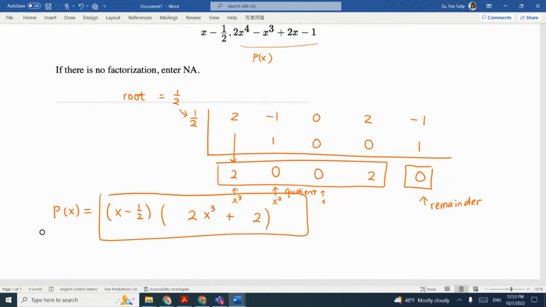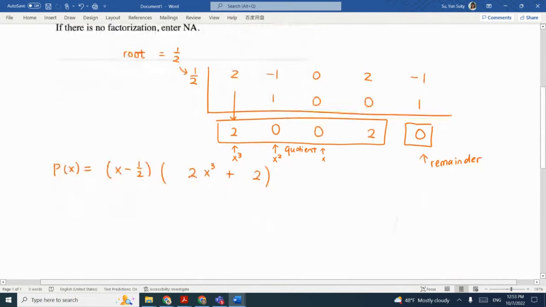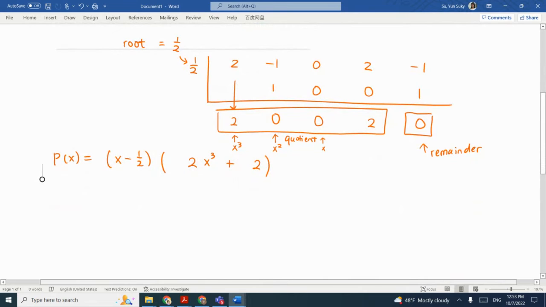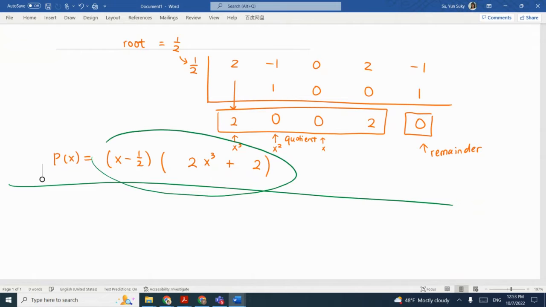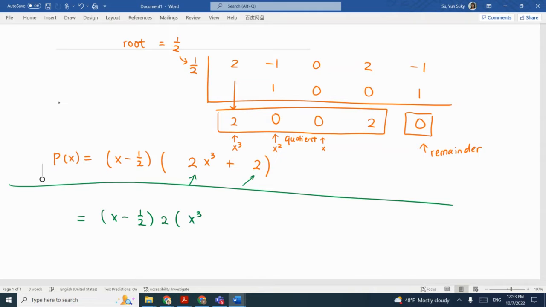Okay? And if the problem asks you to factor further, how can you factor further? Well, this is beyond this problem. For this problem, you can just type here in the answer box. But if the problem asks you to factor further or factor completely, then do you see the second factor has the common factor 2? So we can factor out the 2. We have x minus 1/2, 2, and x cubed plus 1, right?